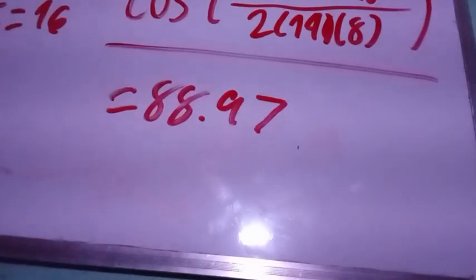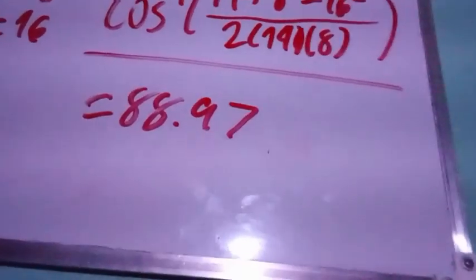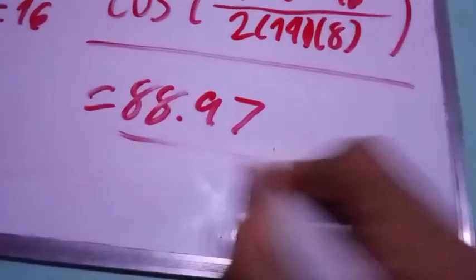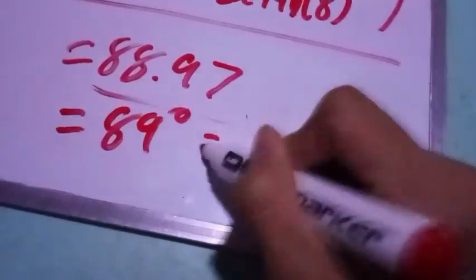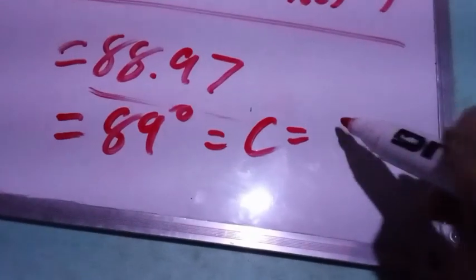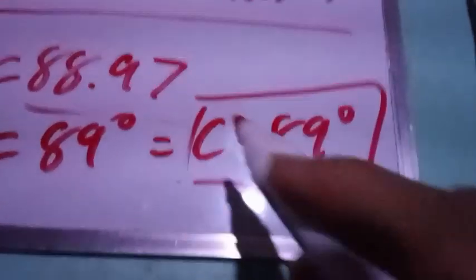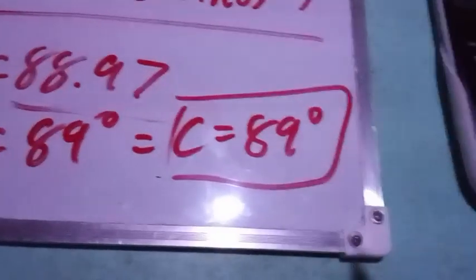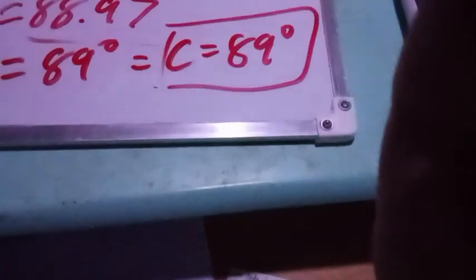But in my question, we're asking for the nearest degree of our angle. So this one now becomes 89 degrees. So that makes C equals 89 degrees. Our final answer is C is equal to 89 degrees. And let's move on to the next one.